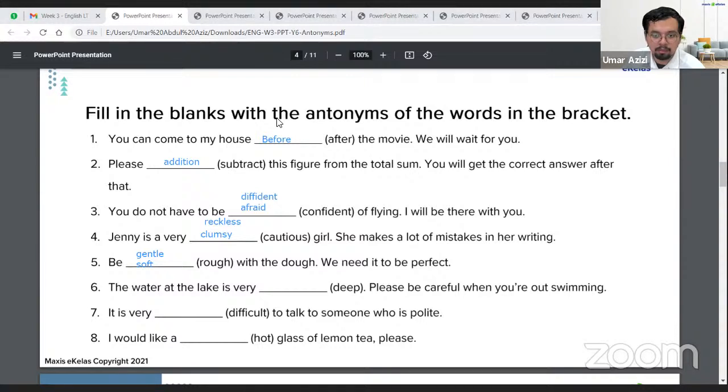I can't move it. Okay. All right, next one, number 6. But good job, everyone. Great answers. Thank you so much. All right, number 6. The water at the lake is very deep. So please be careful when you're out swimming. What is the antonym for the word deep?